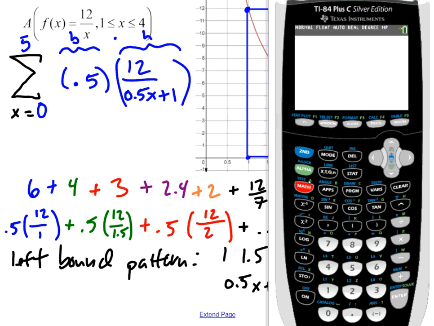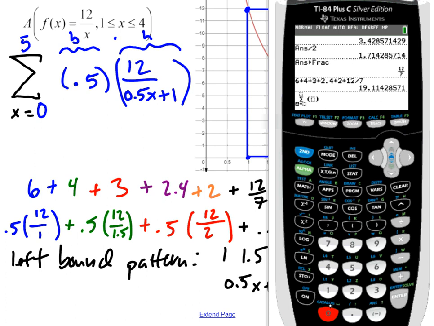To recap the calculator steps, I'm going to go to math. It's option 0 down here, so you could just press 0 right away, and we'll get our summation. Let's put our x starting at 0.